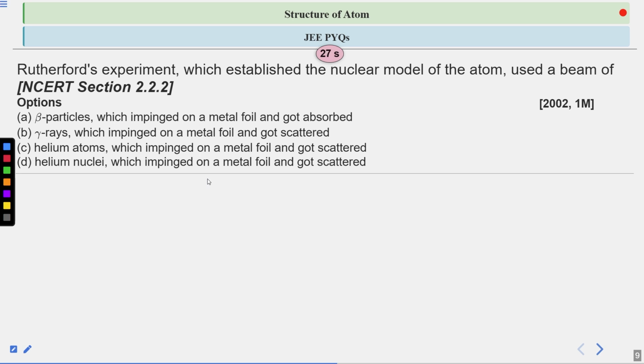Remember what is your alpha particle? That will give you your answer. Rutherford was using the alpha particle, remember. So your time is up.